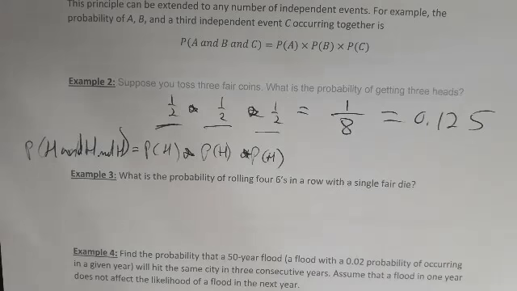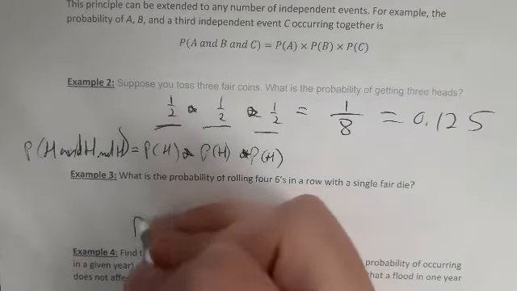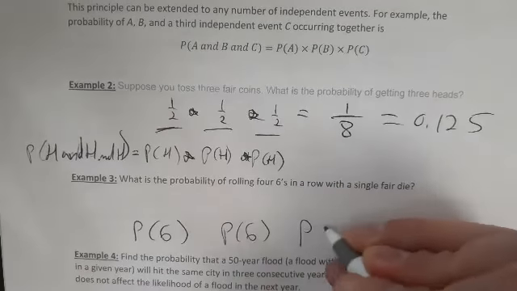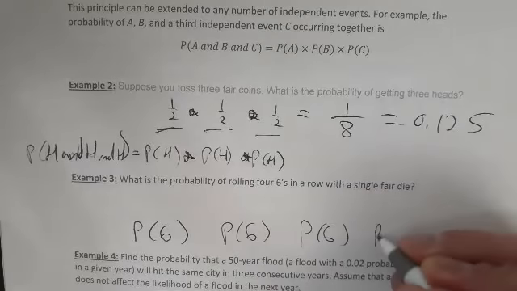Okay, so what's the probability of getting 4 sixes in a row on a single fair die? So we want to do the probability of getting a 6, and we want to do that 4 times.